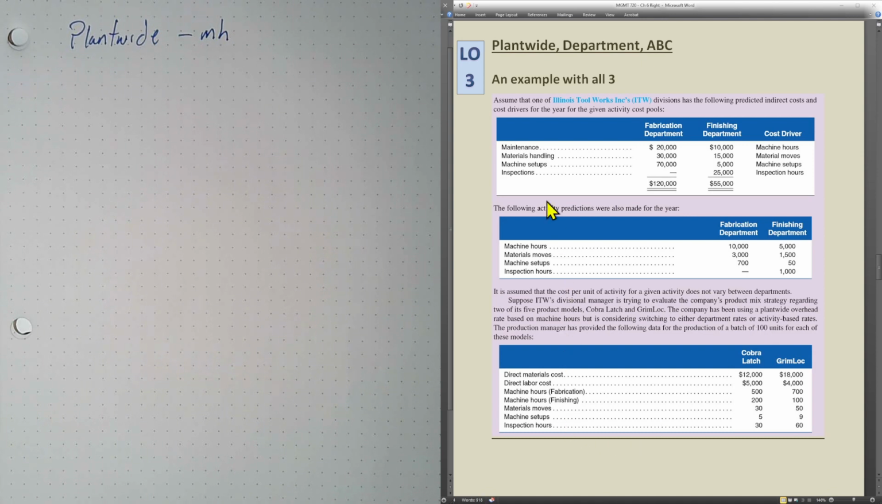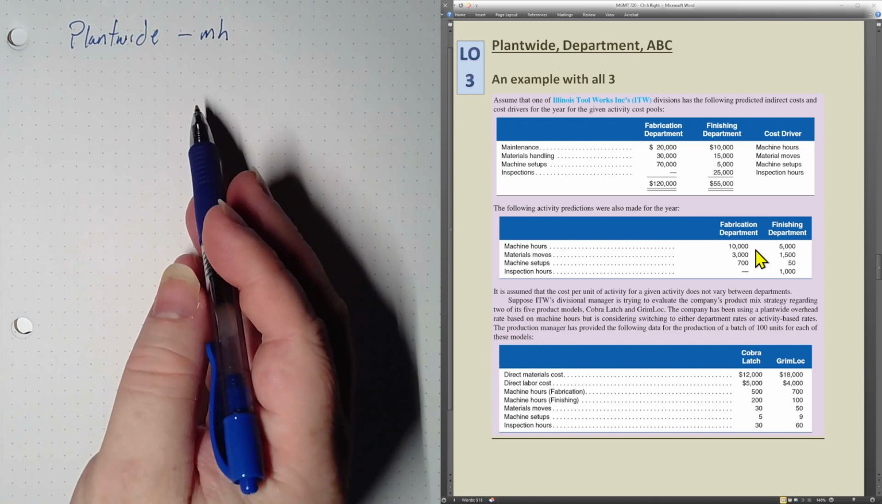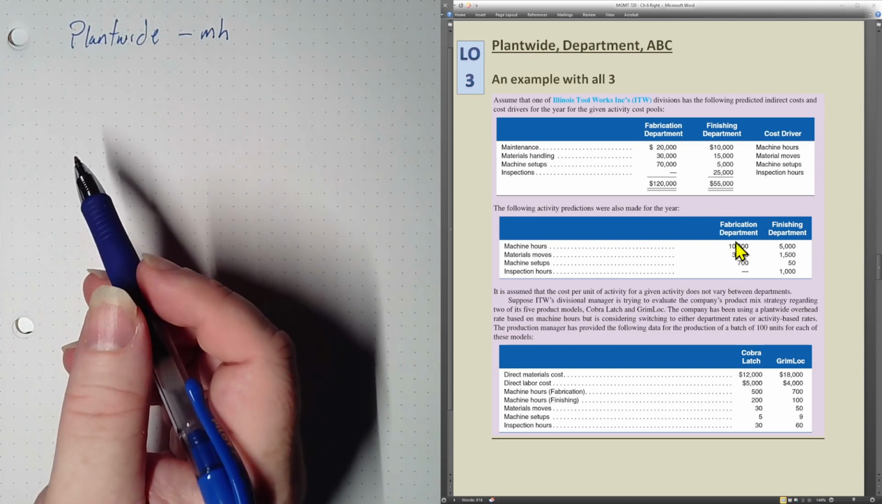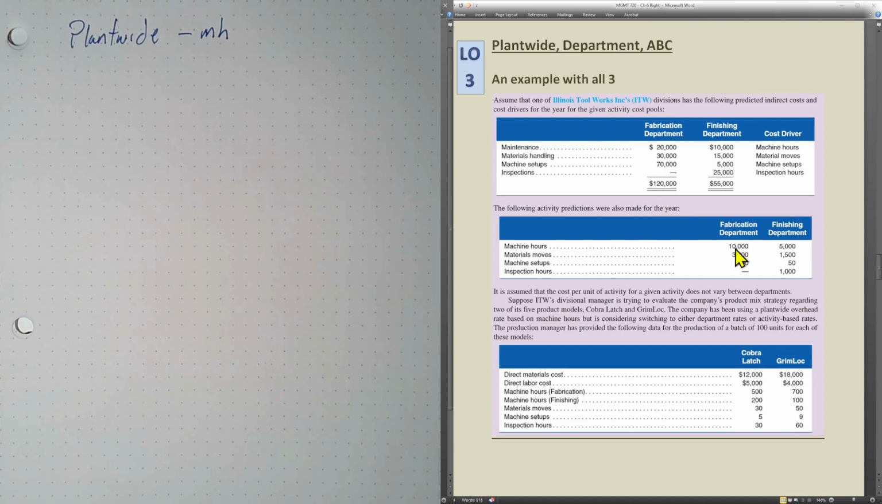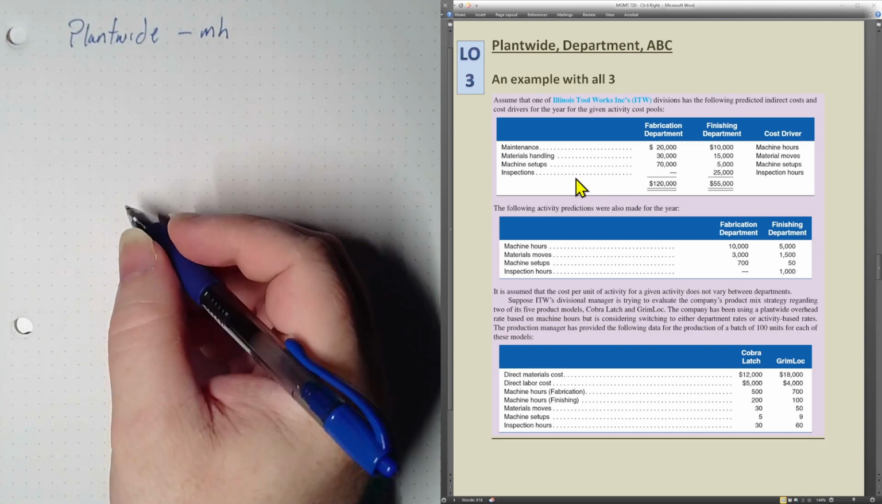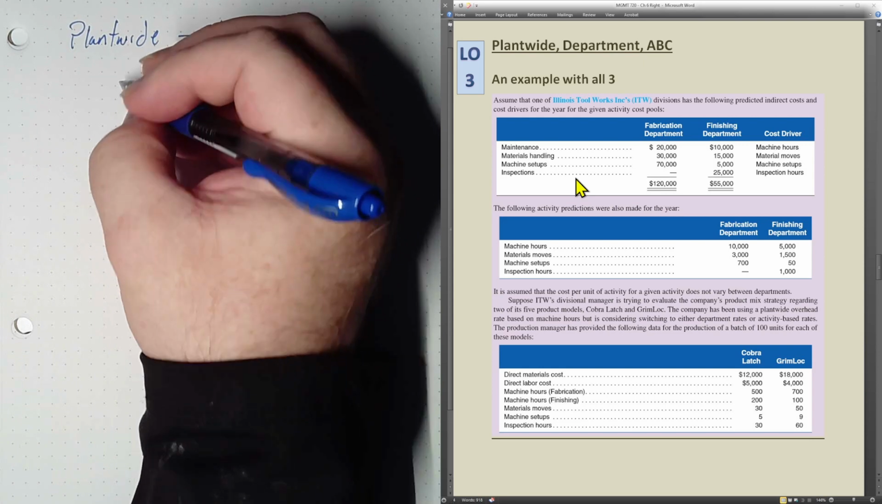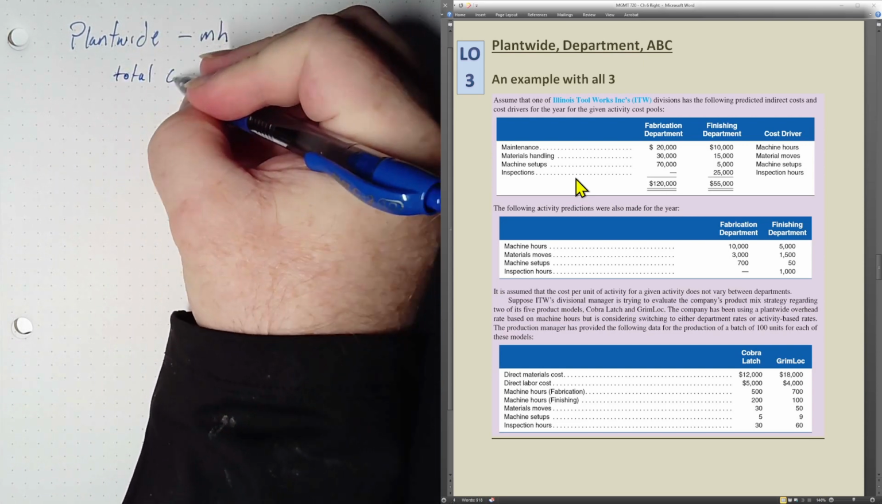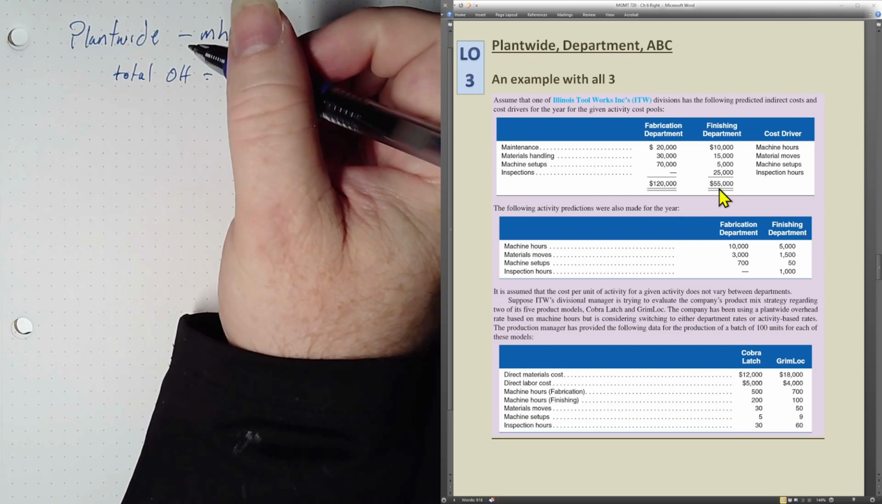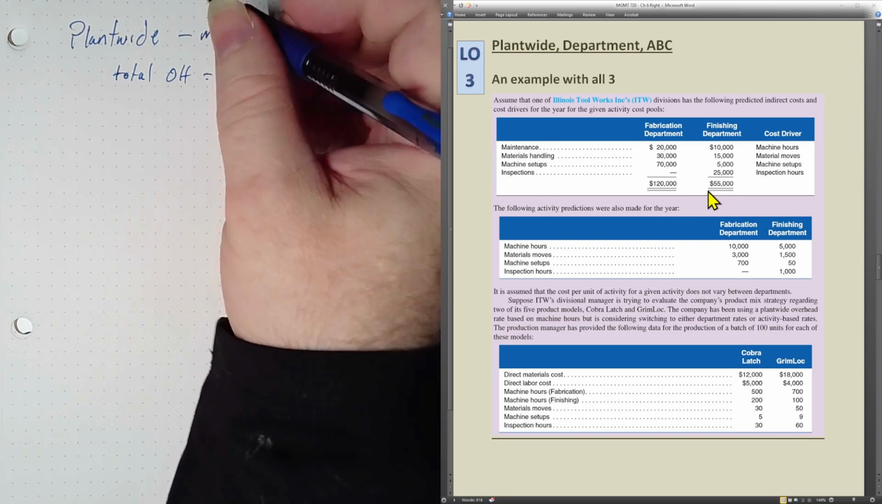Now you can see we've got 4 activities: 1, 2, 3, 4. So either the plant-wide rate based upon machine hours, or a department rate based upon 2 departments, or an activity-based costing based upon 4 activities. We're going to look at what is the cost per unit under each of these 3 models. If we take the plant-wide rate based upon machine hours, what is our total overhead? That's going to be these 2 numbers right here, 120 plus 55.